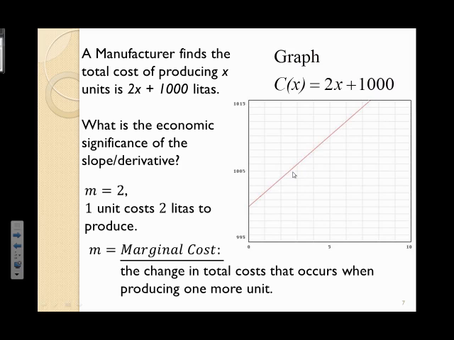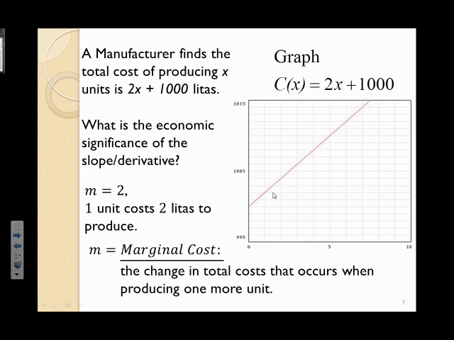It doesn't include the overhead cost, the insurance, the rent, the wages, electricity, that kind of thing. It simply is how much it costs to produce 1 more unit. And since this is a straight line, it's the same everywhere. When we produce 5 units, it's going to cost us two more liters to produce the next unit.